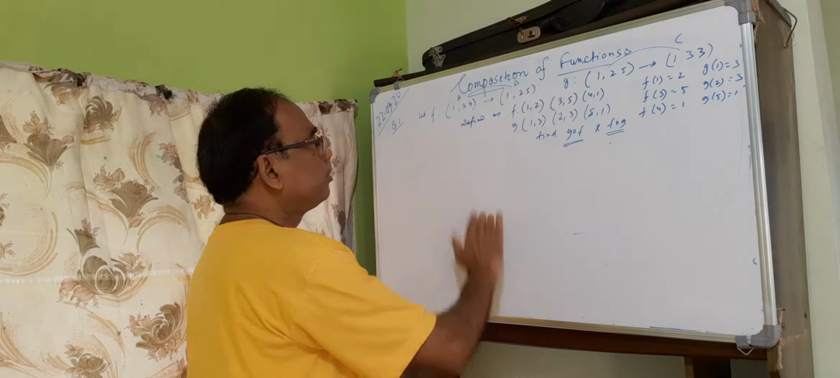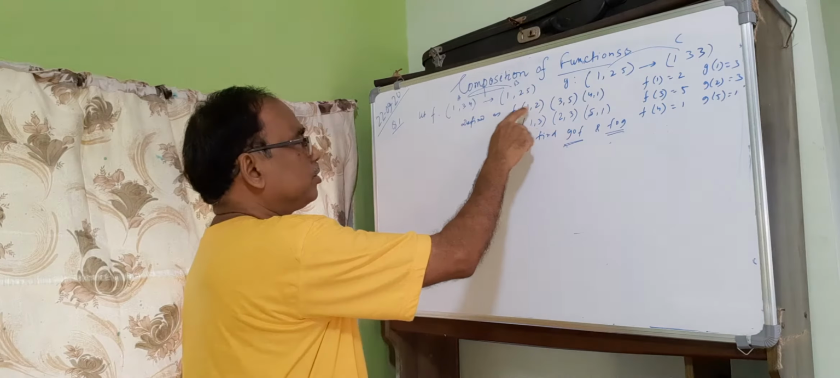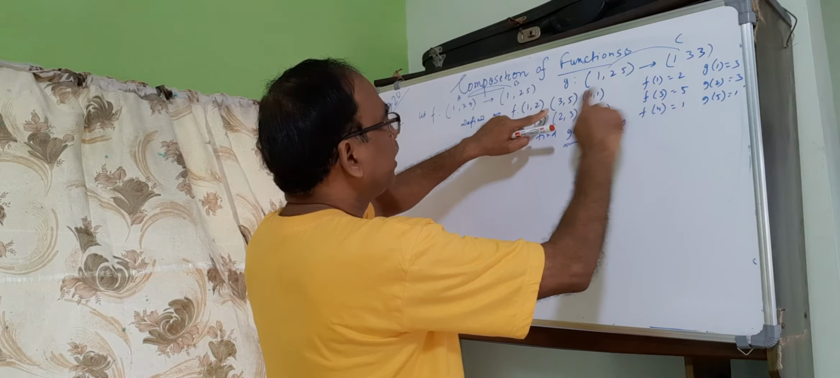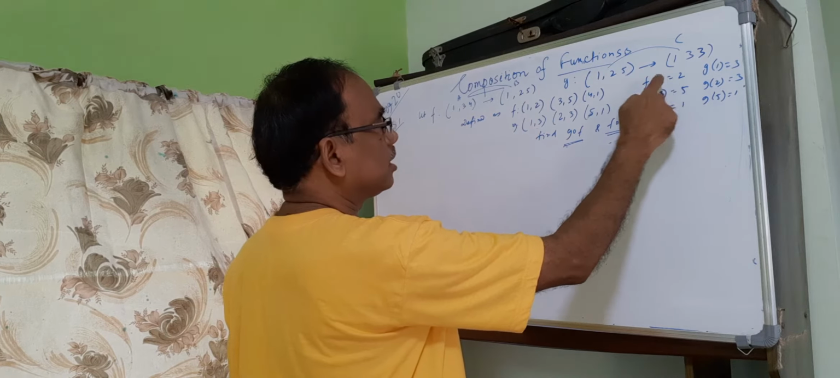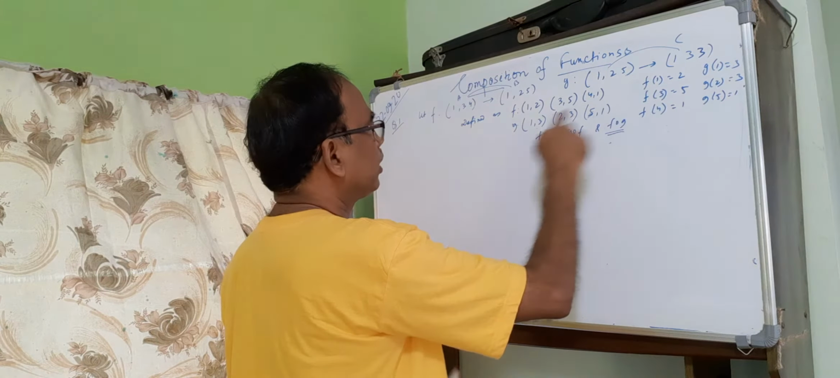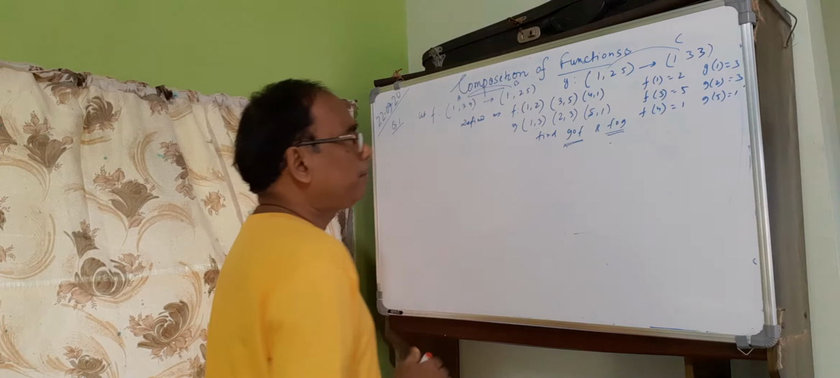Now, from this relation we can take F: this is the domain, this is the range, this is the image, and this is the pre-image. So F(1) is 2, F(3) is 5, F(4) is 1. And G(1) is 3, G(2) is 3, G(5) is 1.